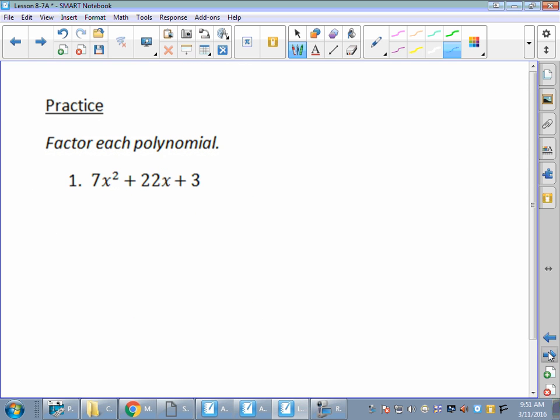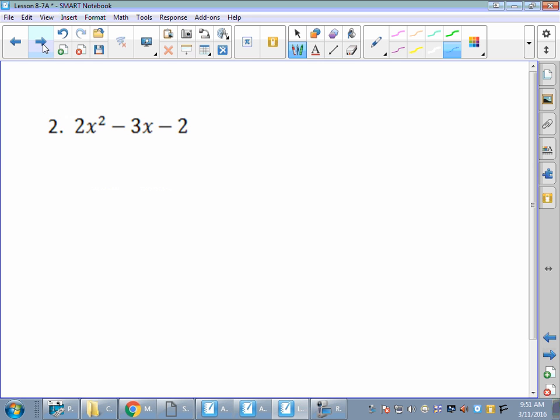So let's do a couple examples. Example number 1. I got a nice large number here. That's all right. Actually, let's do 2. 2x squared minus 3x minus 2. So problem number 2. You could do guess and check. You could do a product sum table. I'm going to do a product sum table on this one. And maybe we'll do guess and check for the next one.